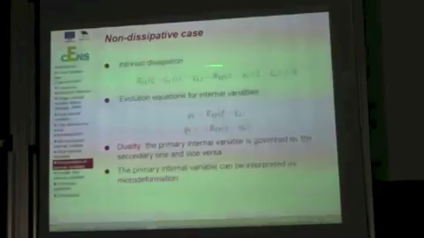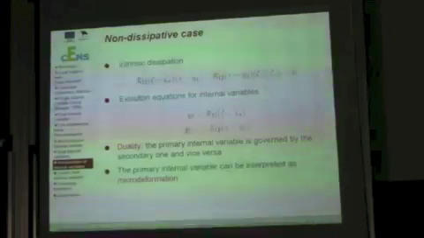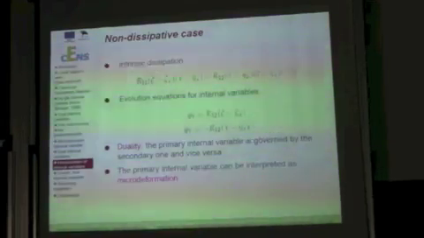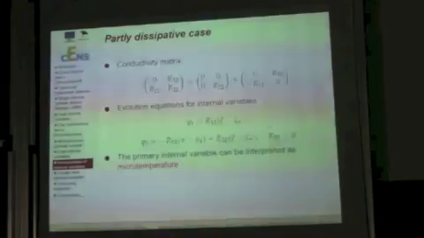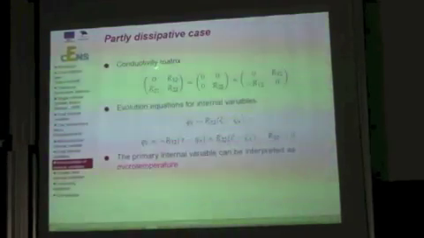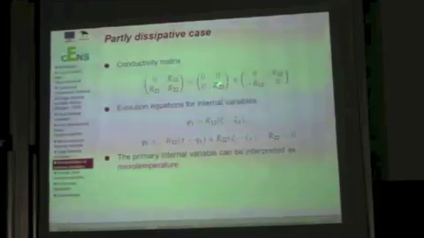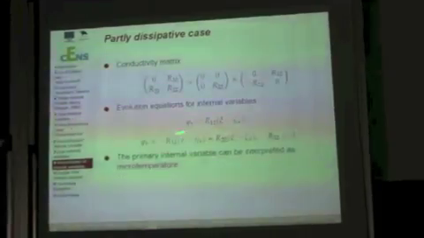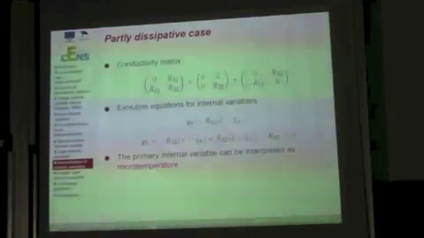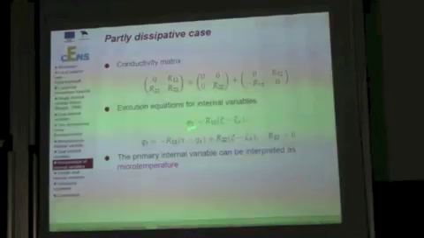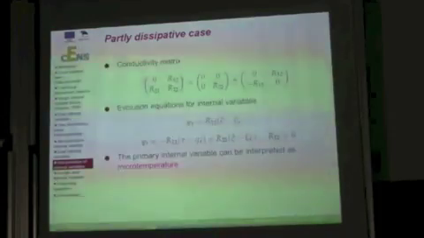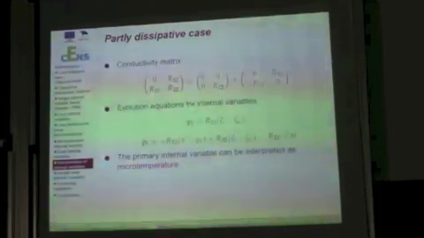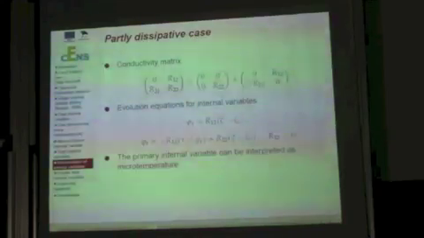So in this non-dissipative case, we interpret these primary internal variables as microdeformation, and if we consider the partly dissipative case, when the conductivity matrix has some dissipation here and a non-dissipative part here, the evolution equation is different, and due to dissipation we can interpret the primary internal variable as microtemperature, which means the fluctuation of temperature above the normal macro temperature.